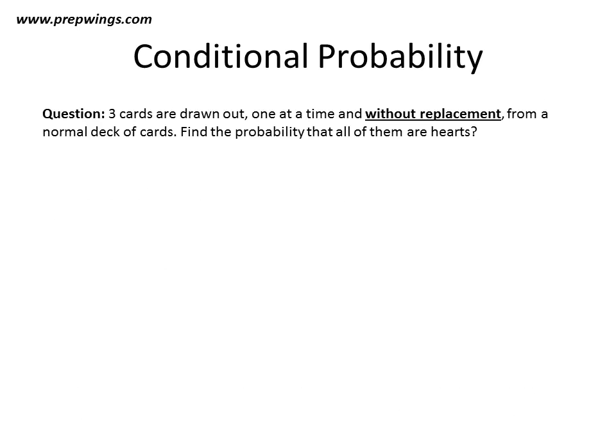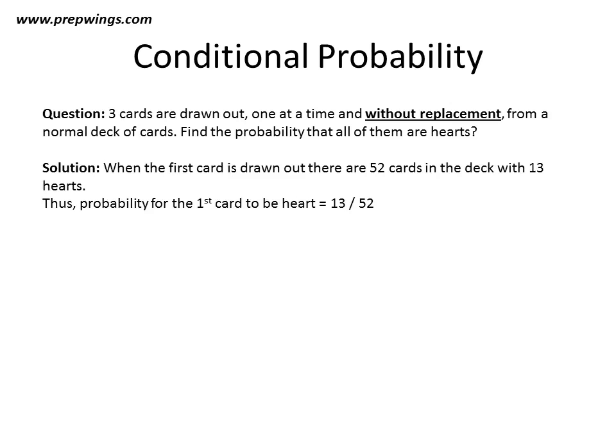Now we'll look at a question here. The question states that 3 cards are drawn out one at a time and without replacement from a normal deck of cards. Find the probability that all of them are hearts. When the first card is drawn out, there are 52 cards in the deck and 13 of them are hearts. Thus the probability for the first card to be a heart will be 13 by 52.